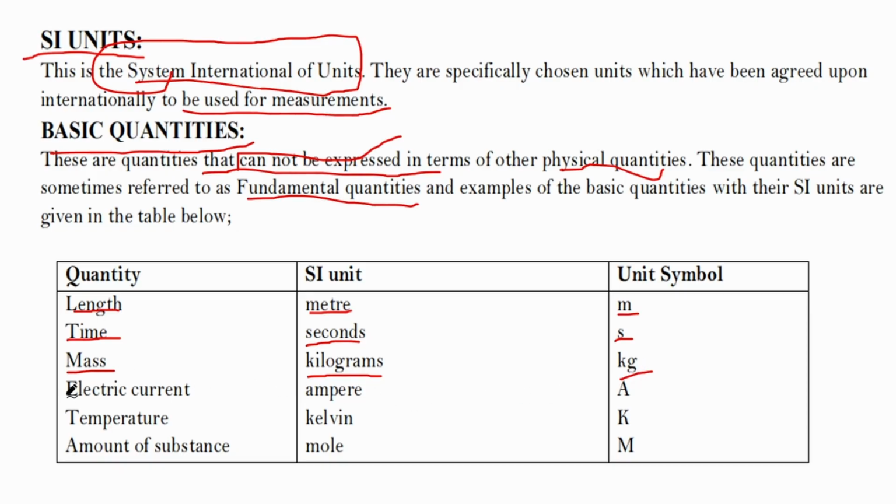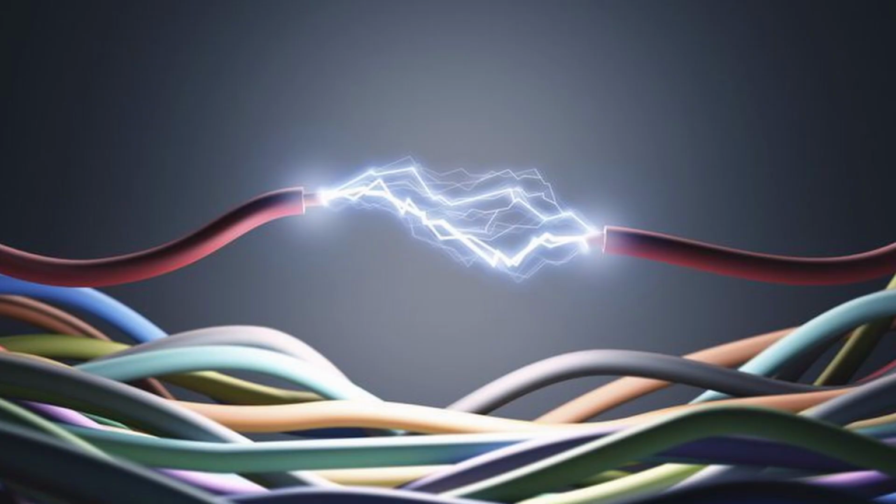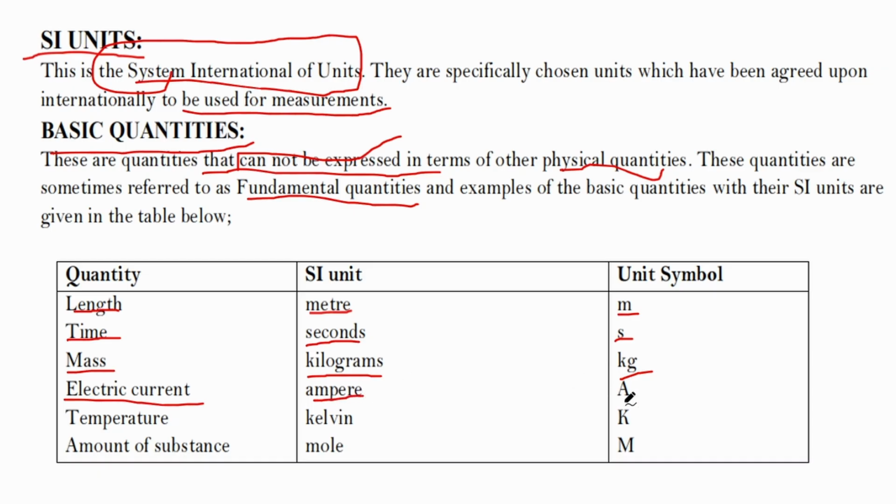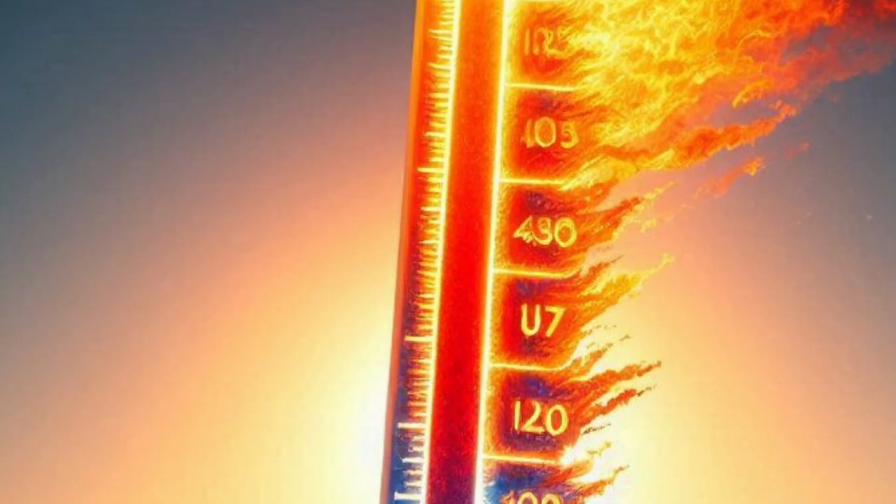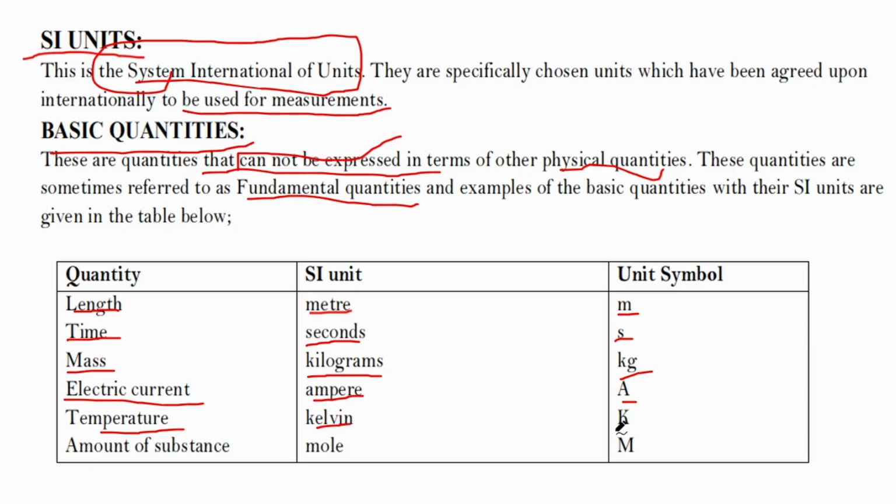We have another fundamental quantity called electric current. This is measured in what we call amperes, and the unit symbol is A. We also have temperature, and the SI unit is a Kelvin, and the unit symbol is K. We also have what we call an amount of a substance, that is a mole, and the unit symbol is M. So these quantities, what is special about them is that they cannot be defined in terms of other quantities.